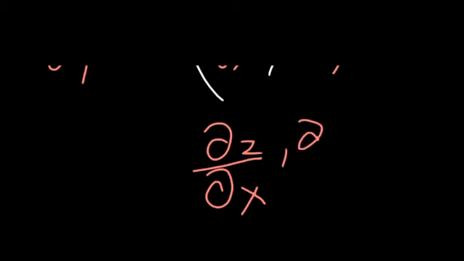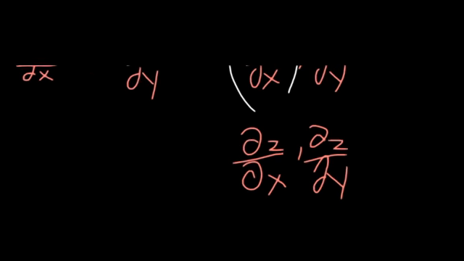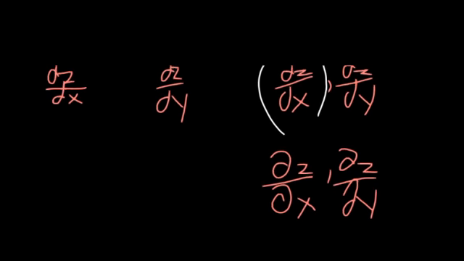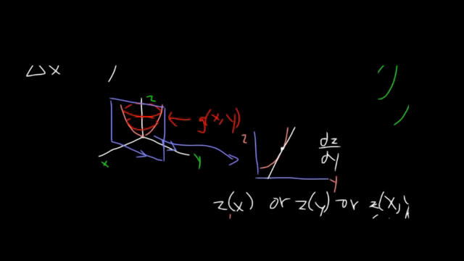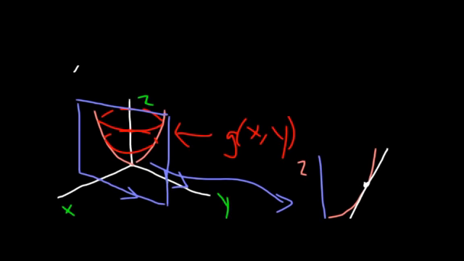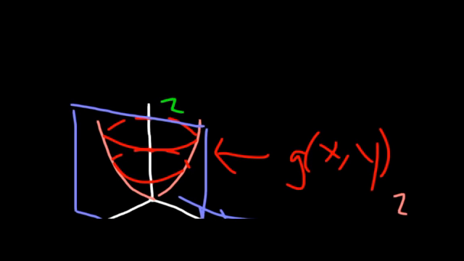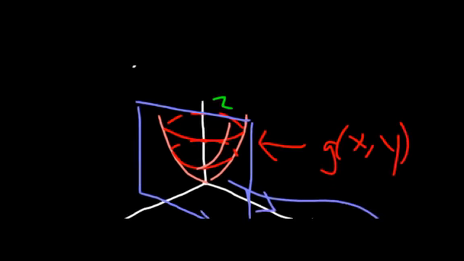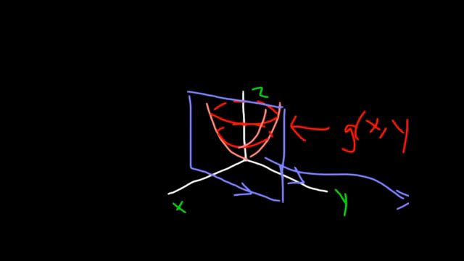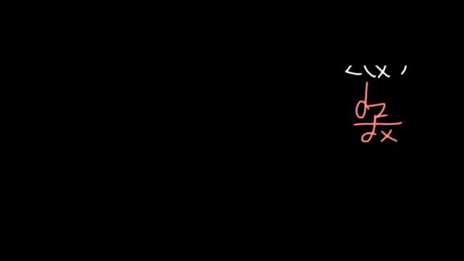Alright, partial z, partial y. Now you can clearly see the difference between a single variable function and a multivariable function. And to give you more intuition, let's draw the line somewhere here. Alright, so let's do one example on how to calculate a partial derivative.